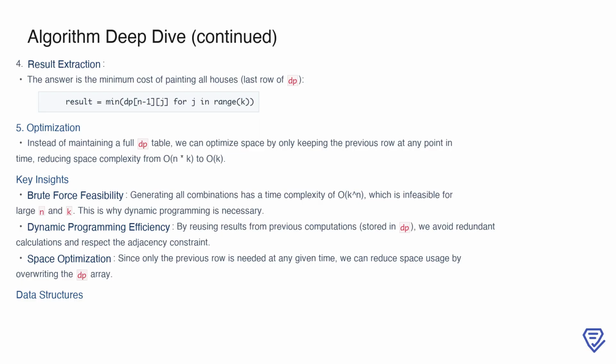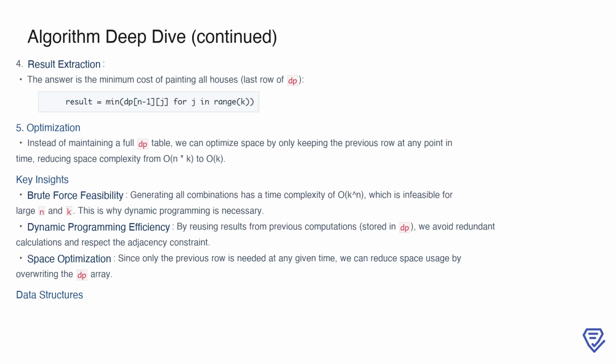After filling out the dp table, the final result is found by taking the minimum value from the last row of the table, which represents the minimum cost of painting all houses. Mathematically, this is expressed as result equals min of dp[n-1][j] for j in range k. To further optimize the solution, we can reduce the space complexity. Instead of maintaining the full 2D dp table, we only need the previous row at any given time, allowing us to overwrite the dp array and reduce space usage from O(n * k) to O(k).